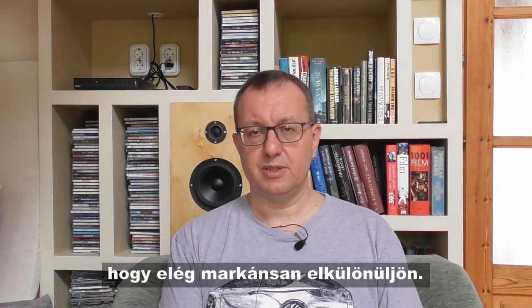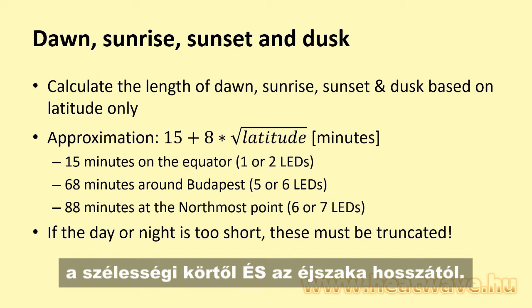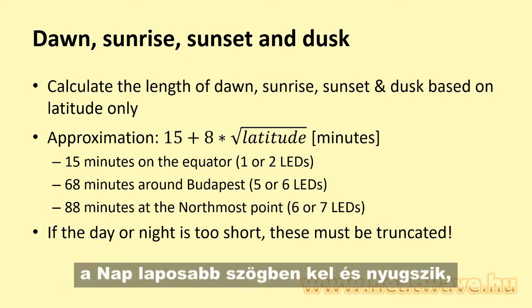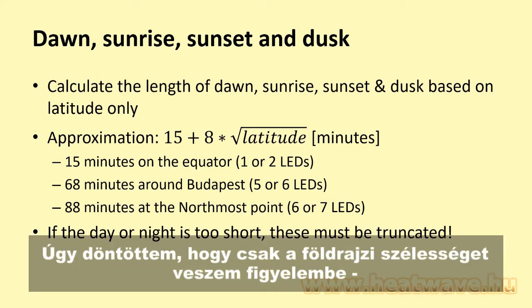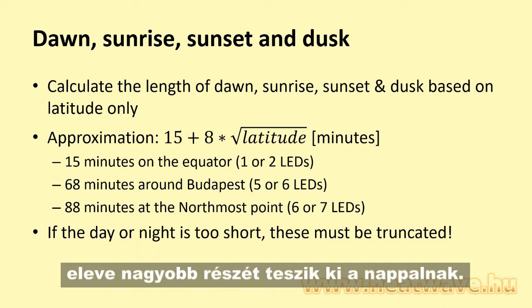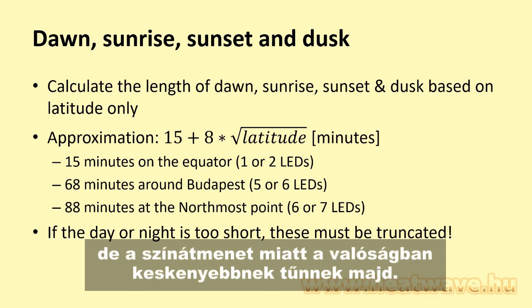The length of dawn, sunrise, sunset and dusk depend on the latitude and the length of the night. Longer nights mean that the sun rises and sets at a lower angle, so these phases last longer. I decided to consider only the latitude. At constant length, on shorter days these phases will make up a larger part of the daytime anyway. These periods, including noon, may appear a bit too long at first glance, but they will be shown as color gradients, so visually they will be narrower.